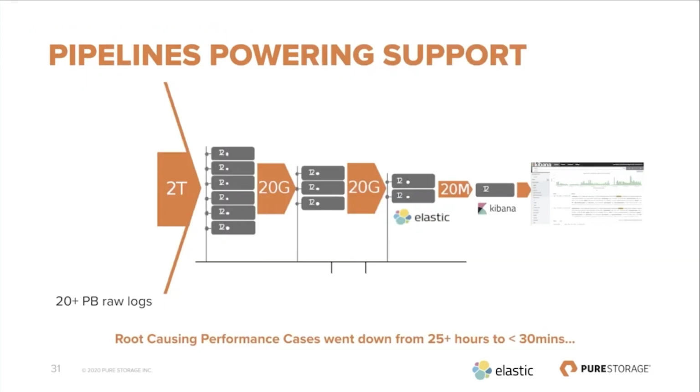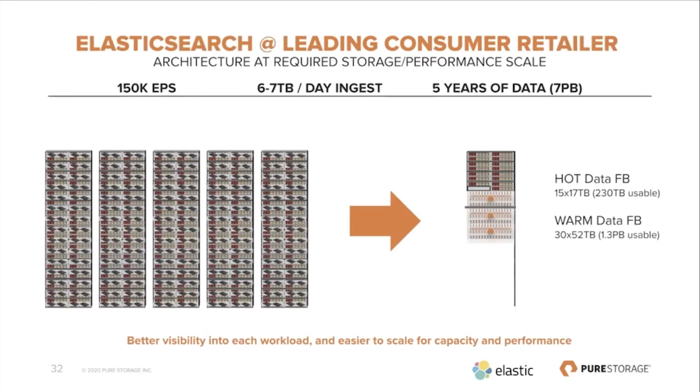The pipeline powering this typically starts with about 20 petabytes of raw data. We narrow down using Spark applications, and we index only those relevant data sets in Elastic and do the analysis in Kibana. So what used to take about 30 hours is done in less than half an hour.